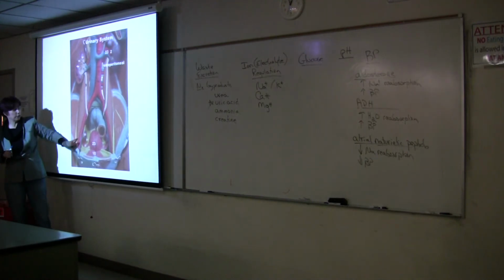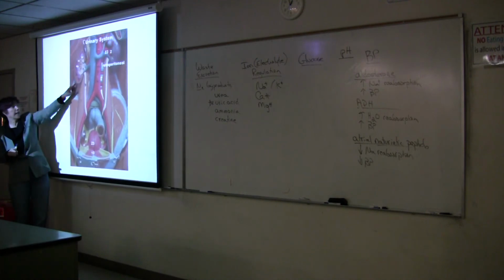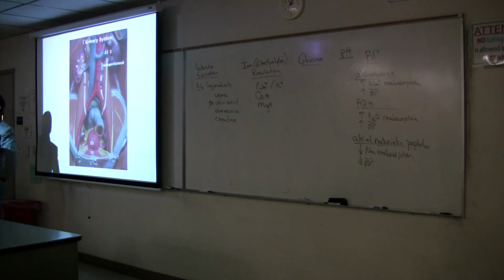The psoas major crosses into the hip, helps you flex your thigh. Quadratus lumborum maintains the stability, so when you walk, your hips stay balanced and don't rise and fall up and down. Okay? So those are the muscular supports to the organs.